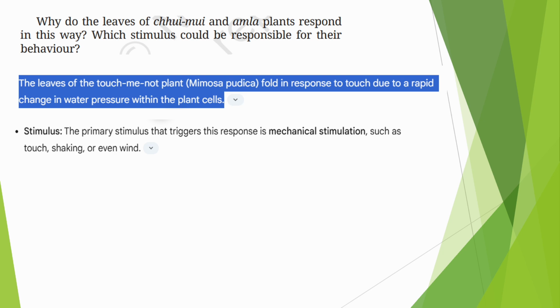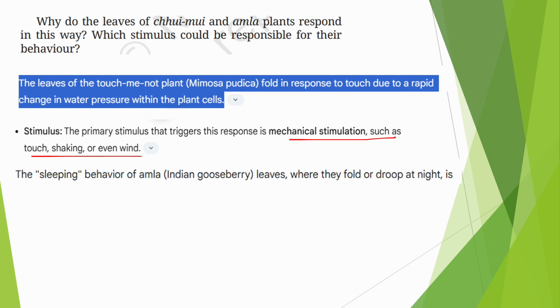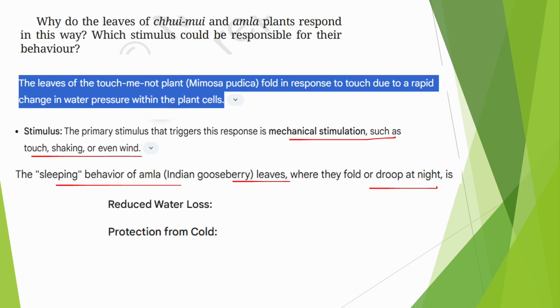What is the stimulus here? The primary stimulus that triggers this response is mechanical stimulation such as touch, shaking or even wind. Then the sleeping behavior of amla or Indian gooseberry leaves, where they fold or droop at night, is to reduce water loss, to protect from cold and to reduce the damage caused by wind.